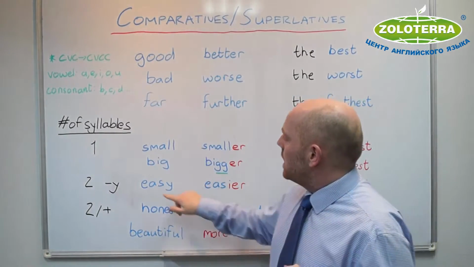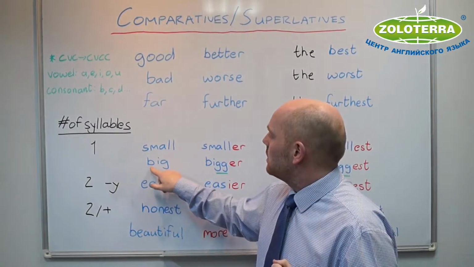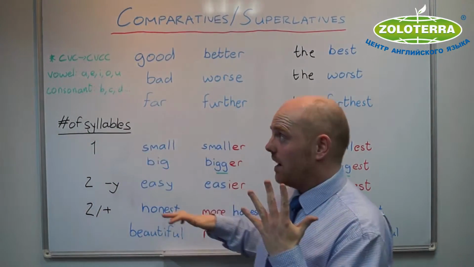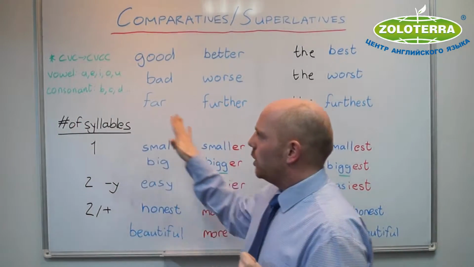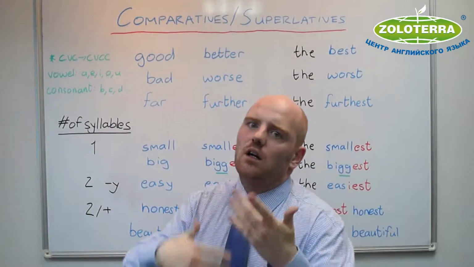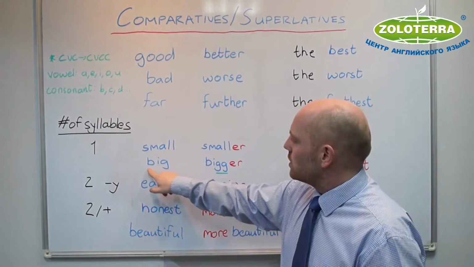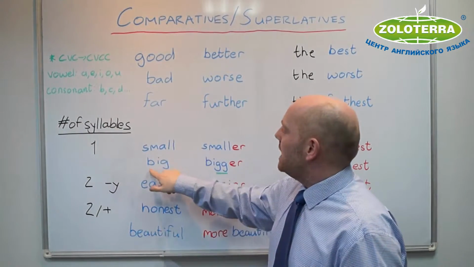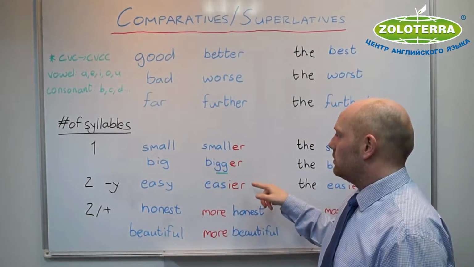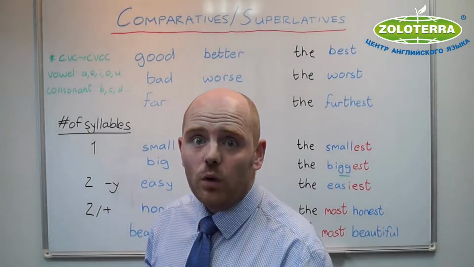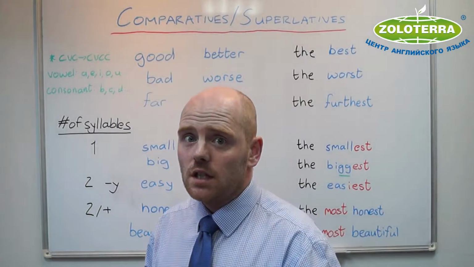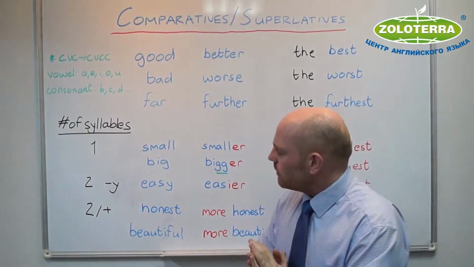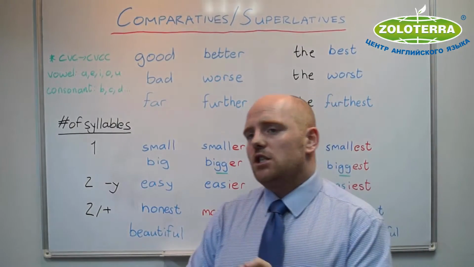How this happens is when a one-syllable word has consonant, vowel, consonant. Now a vowel is A, E, I, O, U. There are 5. Consonant, every other letter. So B, C, D, F, G, and so on. Big: consonant, vowel, consonant. So B-I-G, B-I-G-G-E-R. It's the same with hot, hotter, like I said before. H-O-T, consonant, vowel, consonant. Hotter, H-O-T-T-E-R.